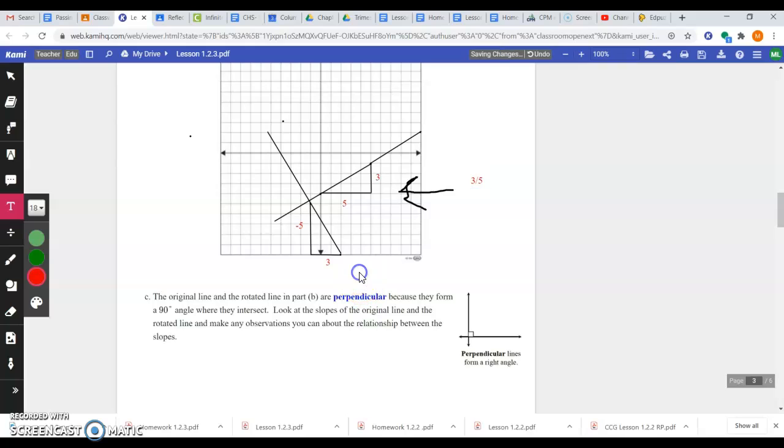If I wanted to look at this slope right here, my text box wanted to work for me. Here we go. Oh, come on.